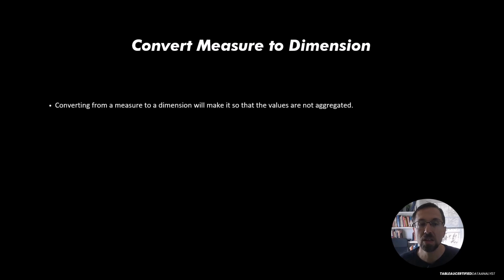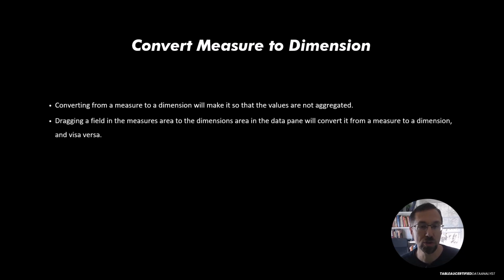Now let's take a look at converting from a measure to a dimension. Converting from a measure to a dimension will mean that when you put the values in the view, they will no longer be aggregated. Because the difference between a measure and a dimension is, with a measure, you aggregate when you add it to the view. With a dimension, you add detail to the view. Basically, switching from one to the other will change how it behaves when it's added to the view. Does it get aggregated, or does it add detail to the view?